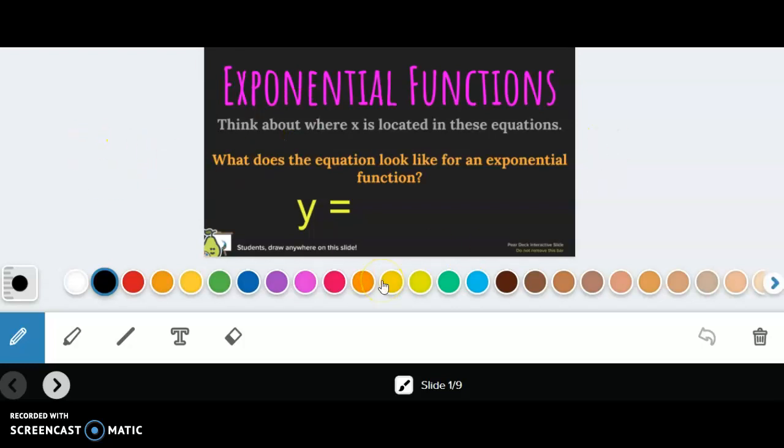Here's slide 1. Okay, an important thing to remember about exponential functions is where the x is located. Okay, we're not going to be plugging in numbers for x. Instead, x is going to stay in that location or in that spot. Okay, so I want you to write what the equation looks like. On slide 1, go ahead and give me what the equation for an exponential function looks like.